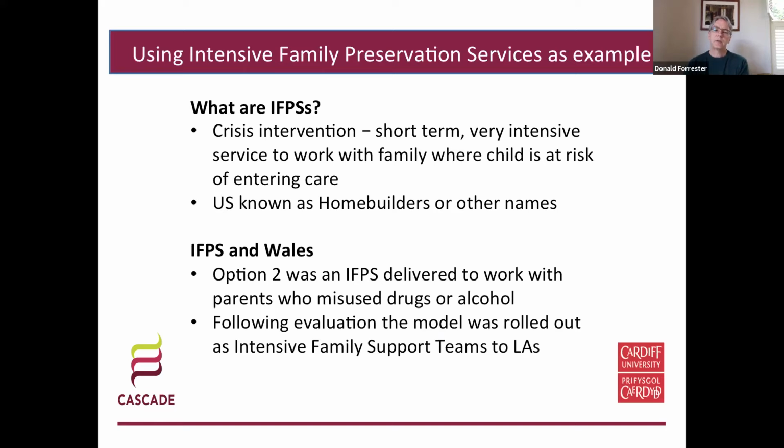I'm going to use intensive family preservation services as an example. You don't need to know huge details about this, but just to give you a flavour of it, IFPS were developed to keep kids at home. The idea was kids often come into care in a crisis situation. A crisis is also an opportunity for change. And if we work intensively in a short-term period, we can keep some of those kids at home. In America, it's mostly known as Homebuilders, but there's now lots of variations. Option 2 was an IFPS service delivered in Wales, focused on parents who misuse drugs or alcohol.